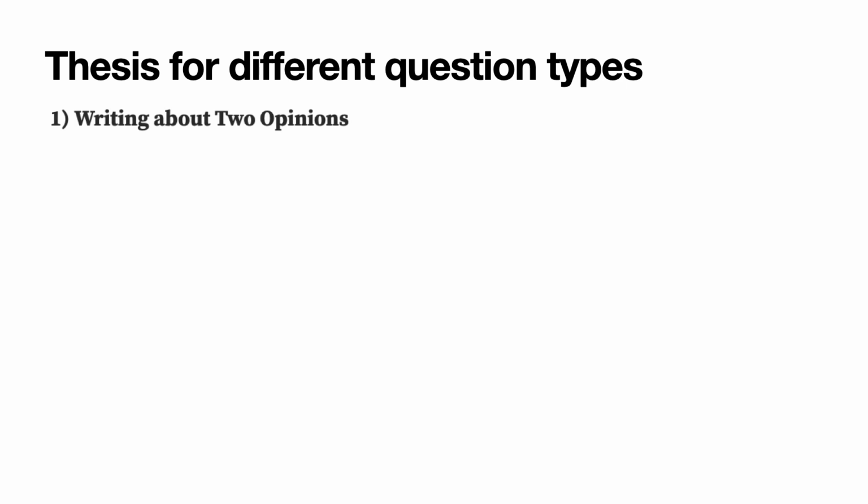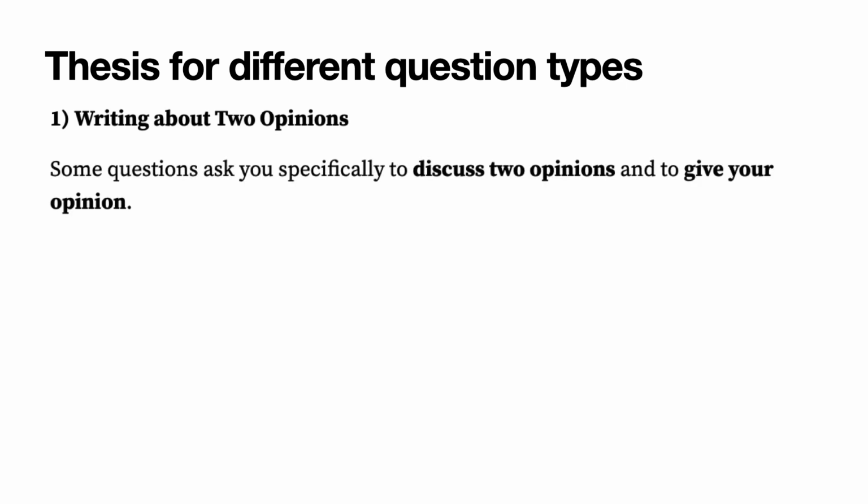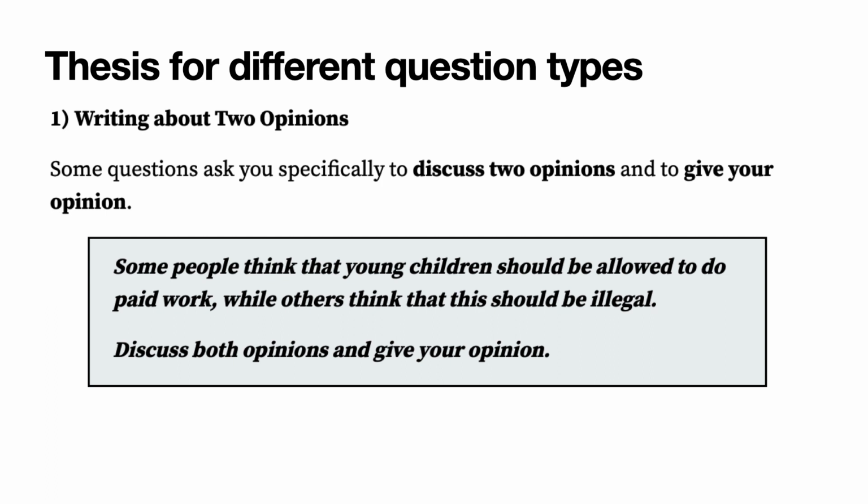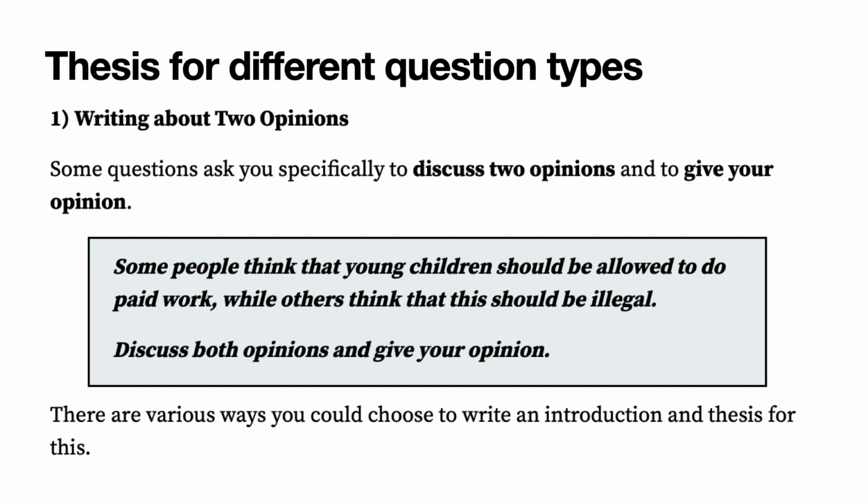So let's firstly talk about writing about two opinions. So some questions specifically ask you to discuss two opinions and to give your opinion. Here's an example. Some people think that young children should be allowed to do paid work, while others think that this should be illegal. Discuss both opinions and give your opinion. There are various ways you could choose to write an introduction and thesis for this, so we'll go through some of these.